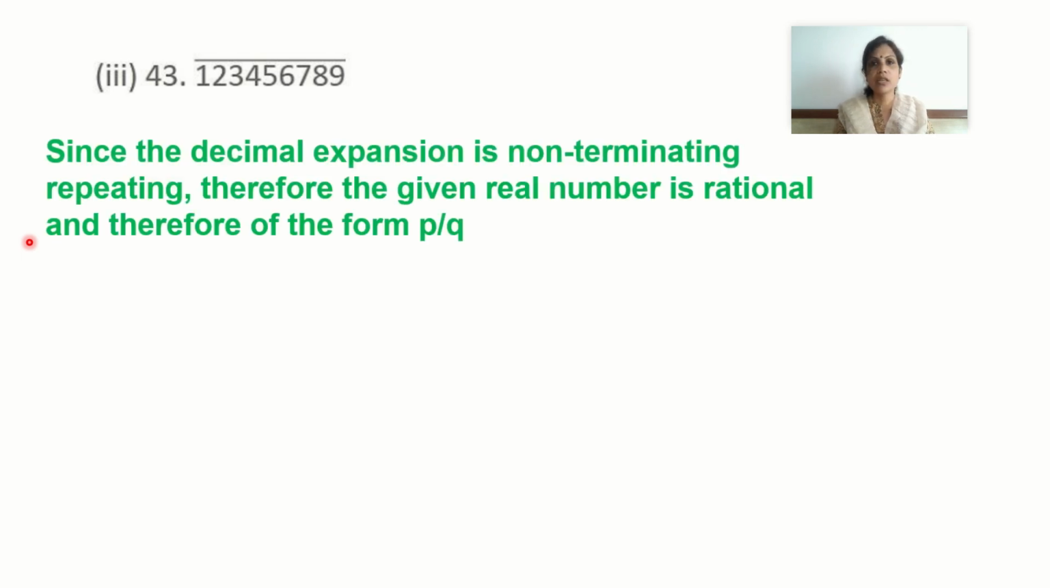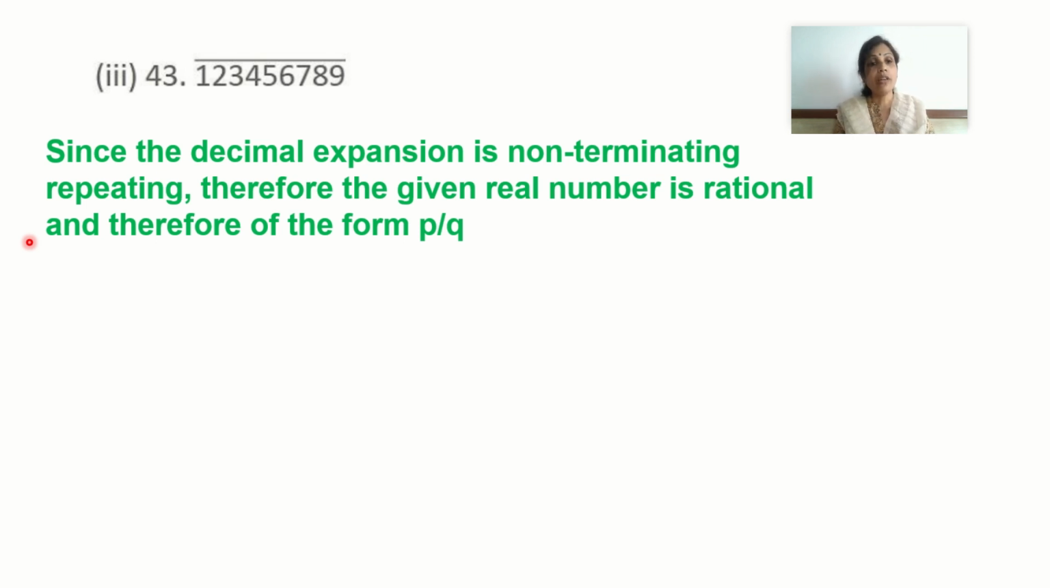Look at this now. 43.123456789 and a bar is given on that. The meaning of the bar is that even if you go ahead with the division, this particular set of numbers 1 2 3 4 5 6 7 8 9 will keep on repeating. So it is non-terminating and repeating, and you all are aware that if the decimal expansion is non-terminating but repeating, then it is a rational number which can be written in the form P by Q.